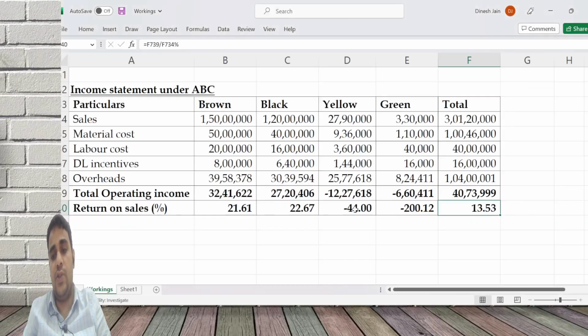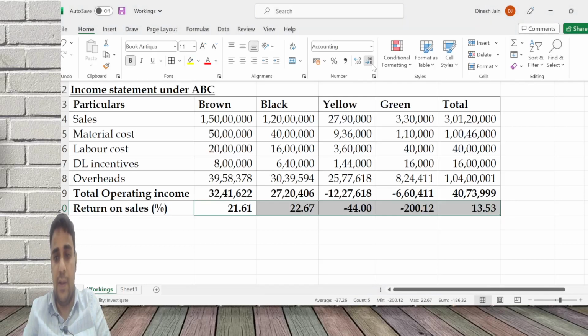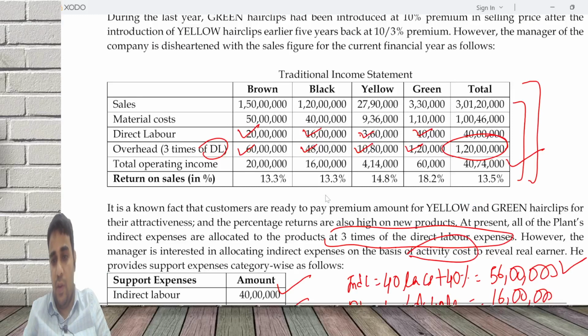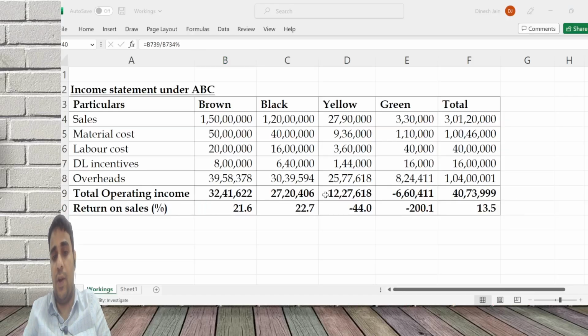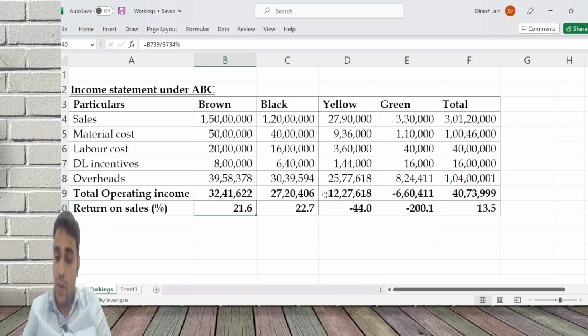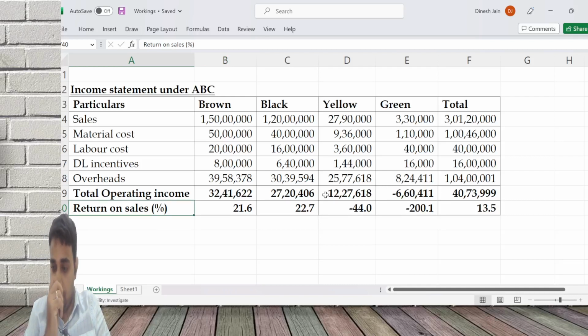Overall margin continues to be 13.5. Everything is the same; I'll do one decimal itself. Overall margin is the same, whatever the question has mentioned. The individual profits are 21.6, 13.3, 22.7. And the next two products are loss making as per our calculation. The question was showing a profit, but they are loss making ones.